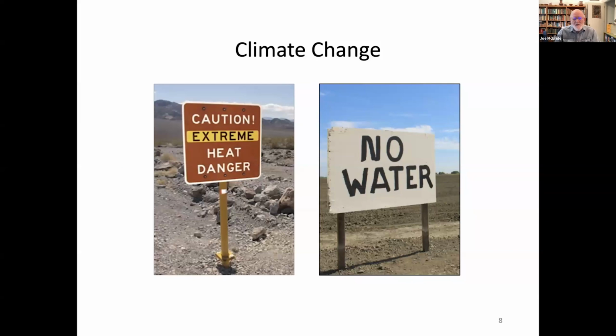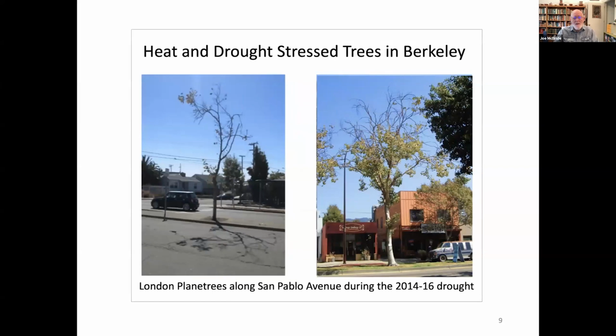We might sum these predicted changes with these two particular slides. It's going to get hotter and we're going to have less water. And those are going to have impacts not only on people directly in the state, but they're going to have impacts on trees in the state, because some trees will not do well under extreme heat conditions. And many of our urban trees require irrigation, and we may not have water for irrigation.